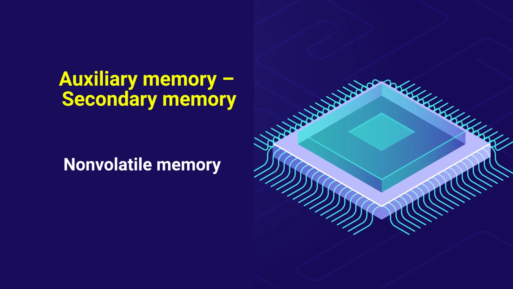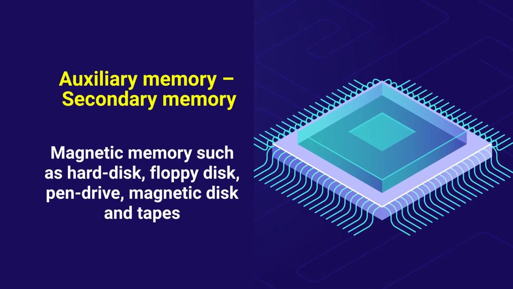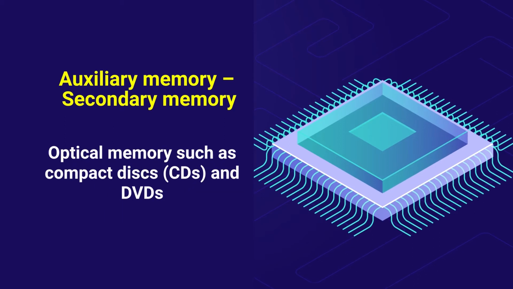But the important point here is that they are non-volatile memory. That means there is no issue with these devices in terms of storage of data. Even if the power is off, we can still access that data at a later stage. These devices may be magnetic devices or optical devices. In the case of magnetic devices, we may have hard disks, floppy disks or pen drives, and in terms of optical memory, we may have compact disks, CDs, DVDs, etc.